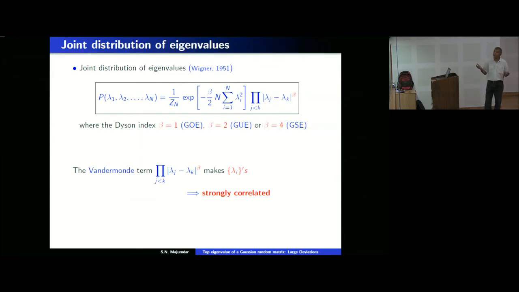This is what you see in nuclear physics. And that's why Wigner's theory was extremely successful in explaining the level repulsion in nuclear spectra. Now you see the origin of this repulsion term is purely mathematical. It just comes from a Jacobian of the transformation.